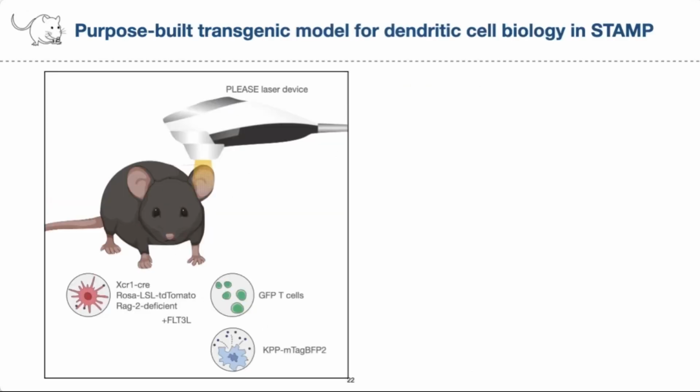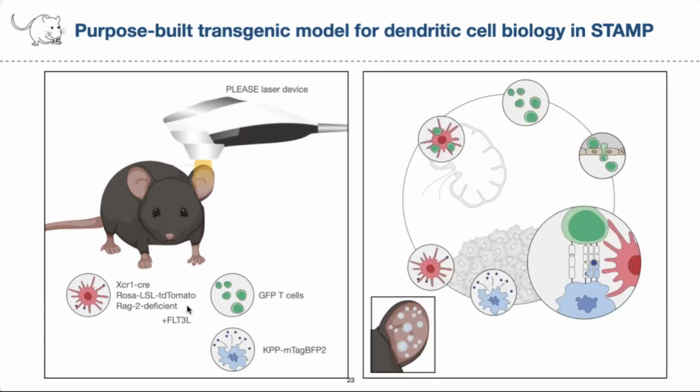Using this system, we applied 3-color imaging to simultaneously track tumor cells, which we can detect using mTag BFP2. So here we're using the KPP tumor cell line, which is derived from a mouse GEM model of pancreatic cancer, looking at the Arf-Ink4a P10 mutant genetic context. We use GFP expressing T cells in the background of an XCR1-Cre tdTomato, which is specifically labeling cDC1 dendritic cells, which we also expand with the hematopoietic growth factor.